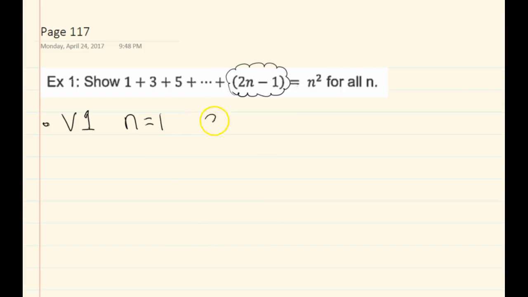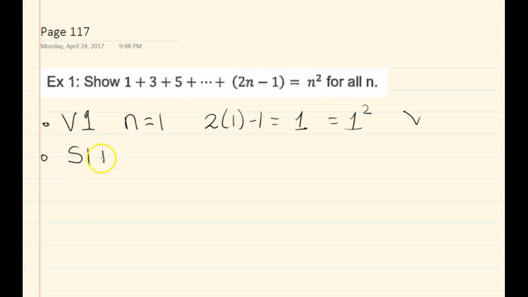So I'm going to plug in n is equal to 1 there. So I have 2 times 1 minus 1, and that equals 1. And I want to see if it's true for 1 squared. And in our case, it is true. So we have completed V1.